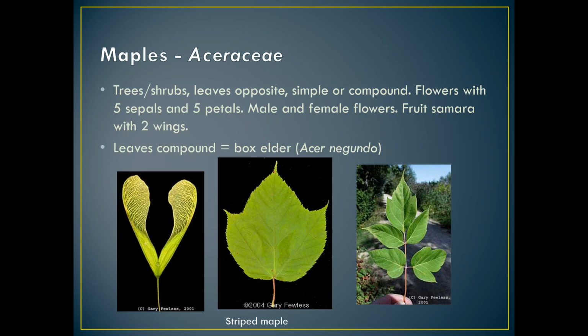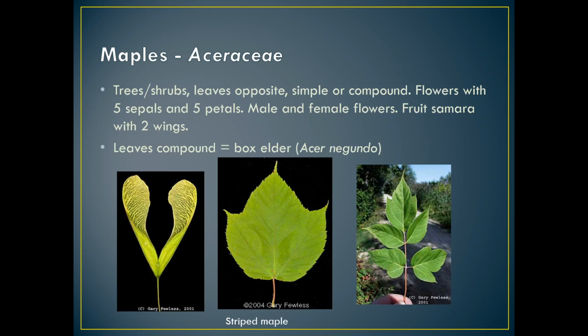However, there is one species, the box elder, where the leaves are compound, not simple. So you can have 3 to 5 leaflets making up a single leaf. And this tree is also sometimes referred to as an ash maple, just because it's sort of similar to ashes, having multiple leaflets making up one leaf, whereas all the other maples just have a single leaf as their leaf.